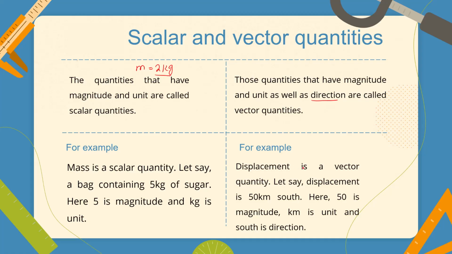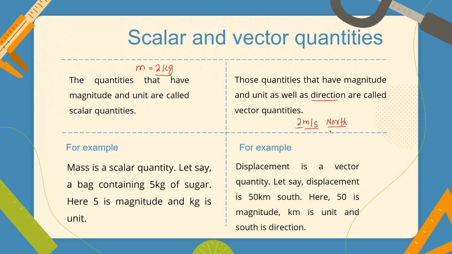Suppose there is a car which is moving at 2 meters per second towards north. Here 2 is the numerical value, which is basically the magnitude, meter per second is the unit for the velocity, and north is the direction. So 2 meters per second north is a vector quantity because it's the measurement of velocity. I can simply say that velocity is a vector quantity because it is specified that the car is moving towards the north at 2 meters per second.